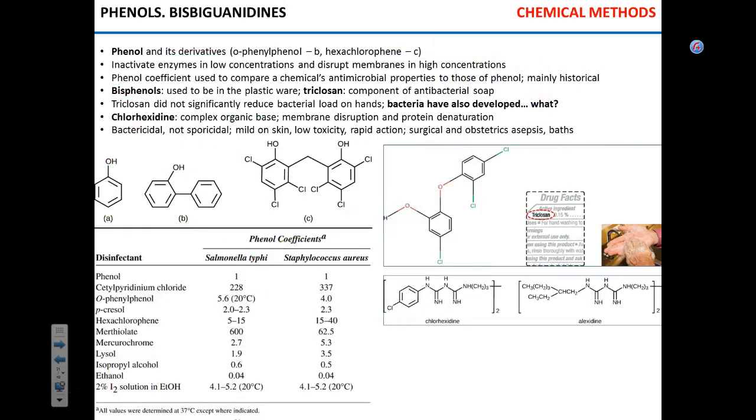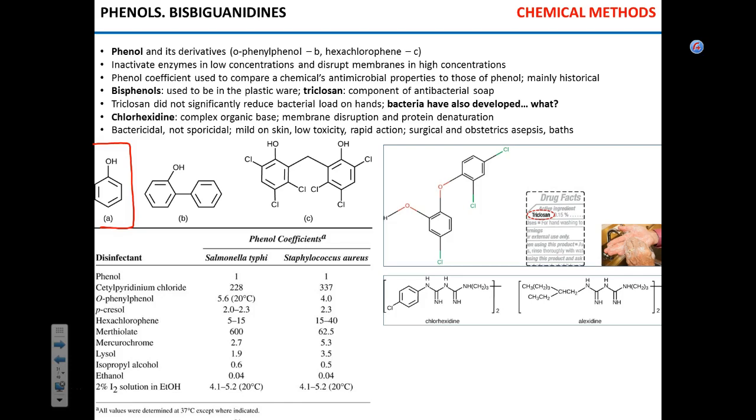Now, which brings us to a really interesting group of chemicals, phenols and bisbiguanidines, which is a tongue breaker, I know. A phenol. The molecule of phenol shown here was introduced into clinical practice by a gentleman named Joseph Lister. He used a water solution of phenol called carbolic acid to disinfect patient skin and patient wounds.